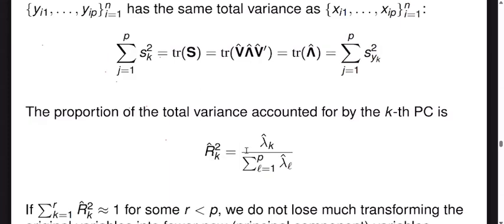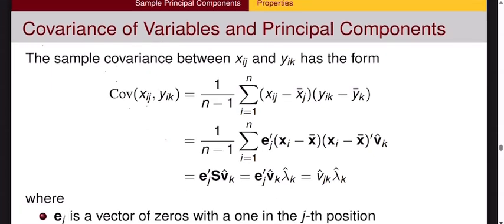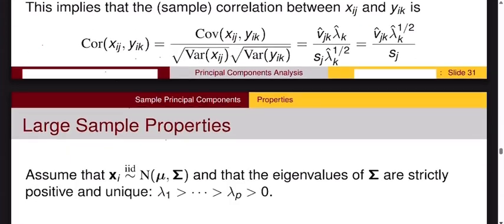The proportion of variance explained by a particular principal component, this is the sample one. And this is the sample covariance between the old feature and the new feature. Like I said, it has to exist. Now I'm going to move on.